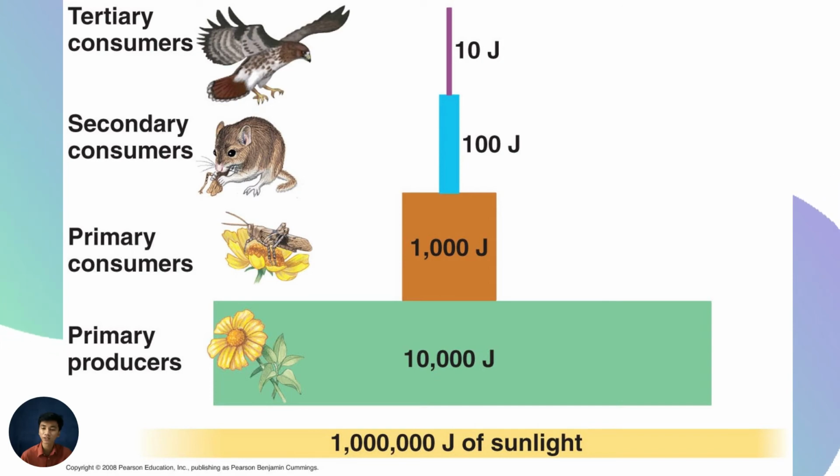The 10% rule means that when energy is passed in an ecosystem from one trophic level to another trophic level, only 10% of the energy will be passed on. An energy pyramid shows the feeding levels of organisms in an ecosystem and gives a visual representation of energy loss at each level.